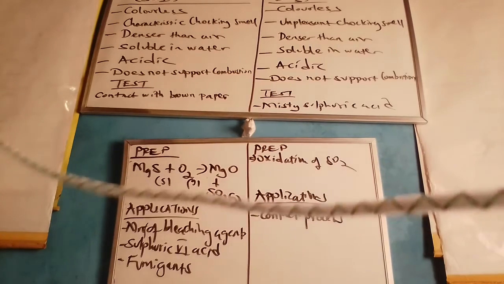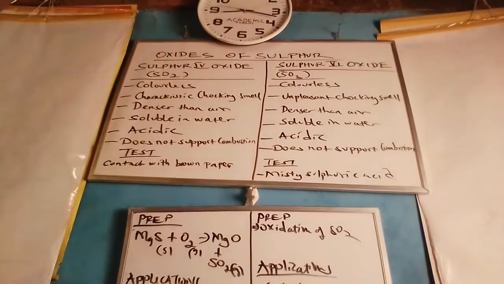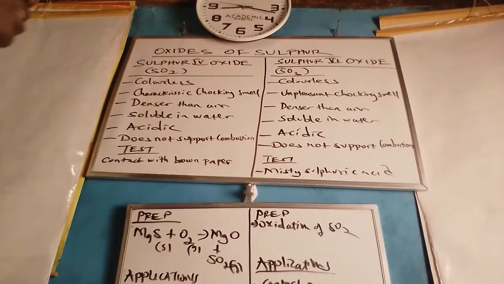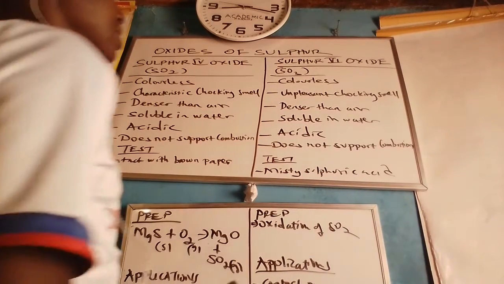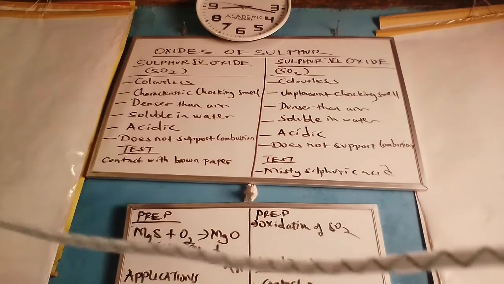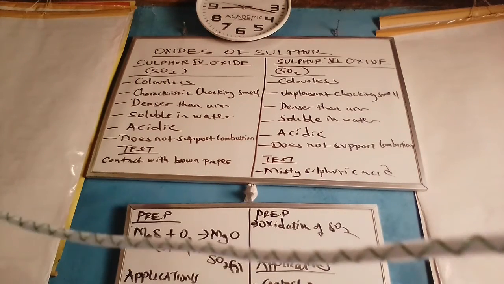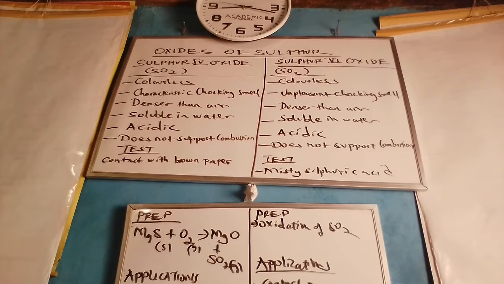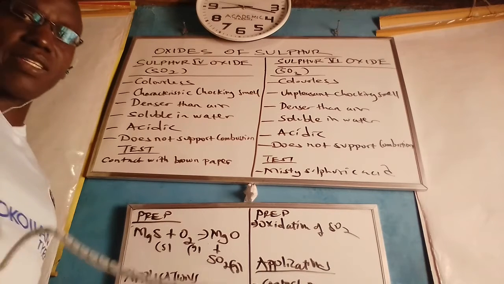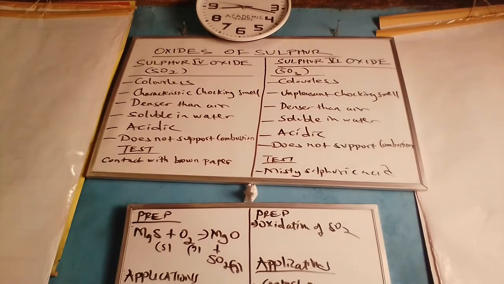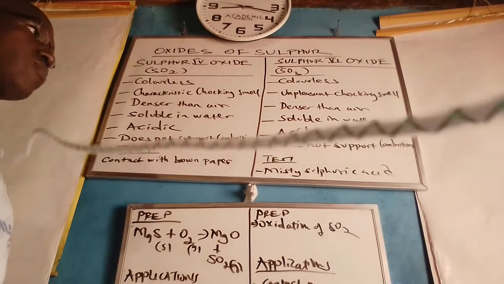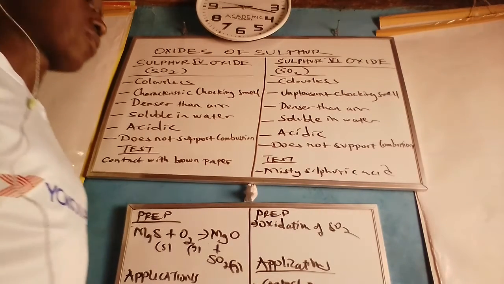What about sulfur trioxide? Sulfur trioxide is sulfur 6 oxide. This is a colorless gas. It has identical properties to sulfur dioxide, in the sense that it is colorless and it has an unpleasant choking smell. The difference is just the unpleasantness of the choking smell. It is denser than air, it is soluble in water, it's acidic, and does not support combustion.